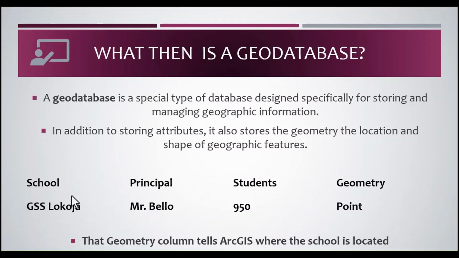Now let's take an instance of this shapefile. We have a school, which is GHS Lokoja. The principal is Mr. Bello. Students, 950. Geometry, point. This tells you that there is an actual location that the GIS is telling you where this school is located.